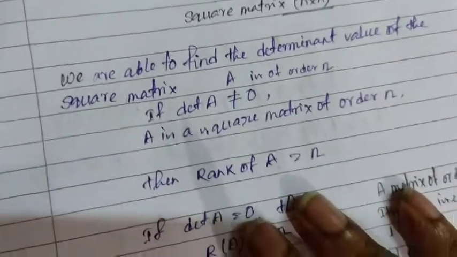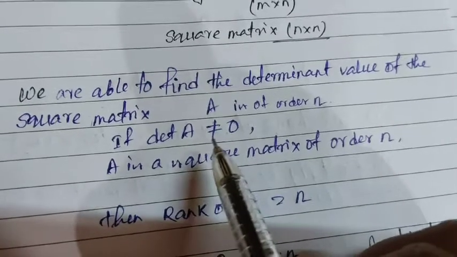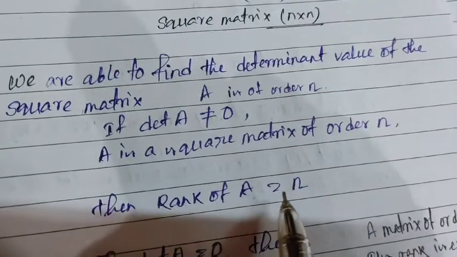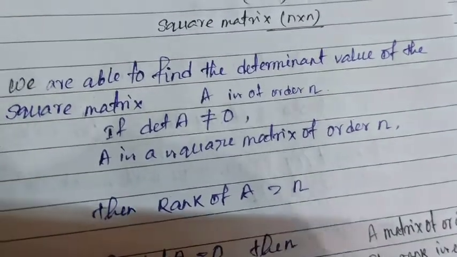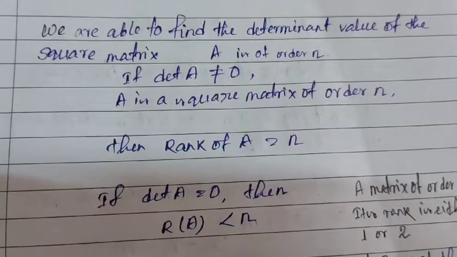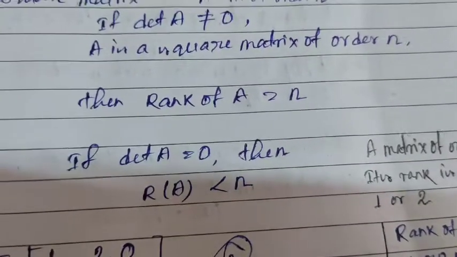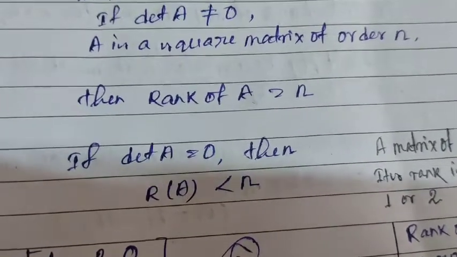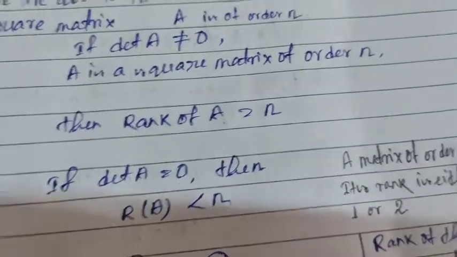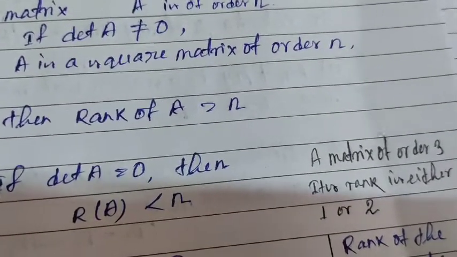So now, if A is a matrix of order n, then if the determinant is not equal to 0, we can say that the rank of A is equal to n. What is n here? The order of the matrix. But now the question is, if the determinant is equal to 0, how can we find the rank of a matrix? If the determinant is equal to 0, then the rank of the matrix A is less than the order of the matrix, since we consider the matrix A to be of order n. So now, if we consider a matrix of order 3, then its rank is either 1 or 2.